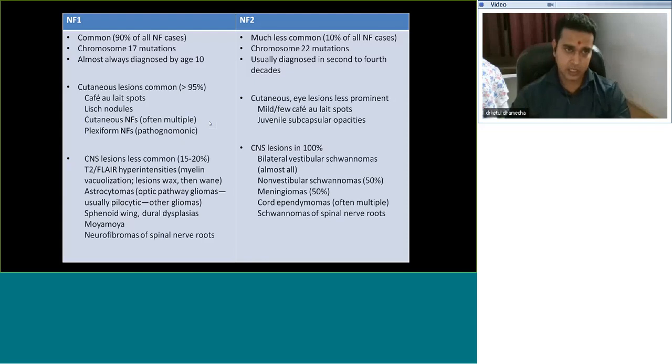whereas CNS manifestations are always there in 100% of NF2 cases. In NF1, you can find T2 or FLAIR hyperintensities that I told you, foci of T2 and FLAIR hyperintense foci of white matter. They are actually myelin vacuolization. Histologically, it has been shown that very early the myelin sheath was abnormal, and that will give rise to such kind of abnormal foci, and then that may in future give rise to astrocytomas.